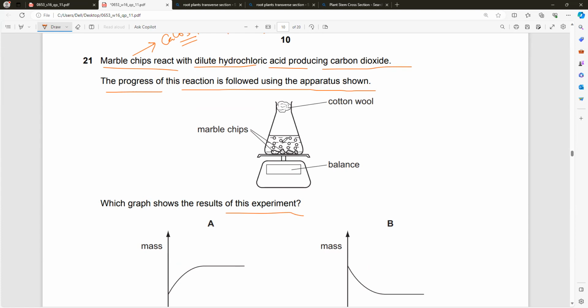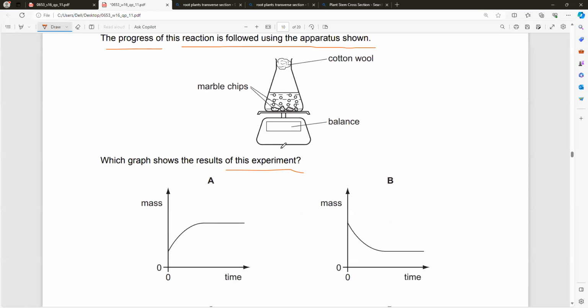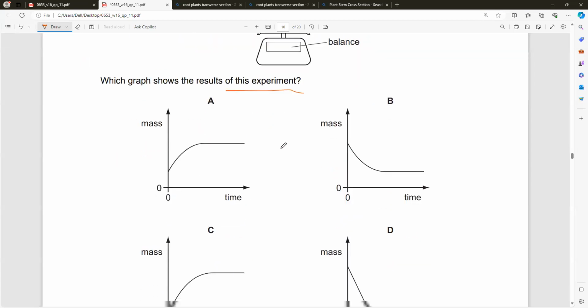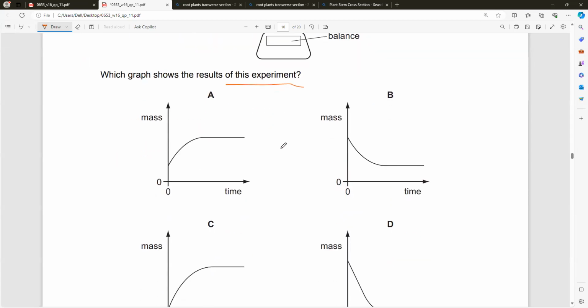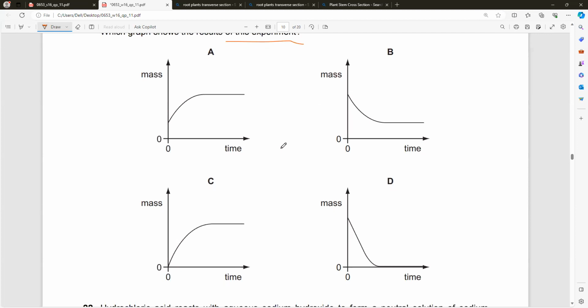As time goes on, the reactant is used up. So when the reactant is over, what will happen after a certain time? The rate of reaction becomes constant. It will become stagnant after a certain time. So the rate of reaction is initially at maximum, and after a certain time the reactants keep on decreasing, so the rate of reaction becomes stagnant at a particular level.